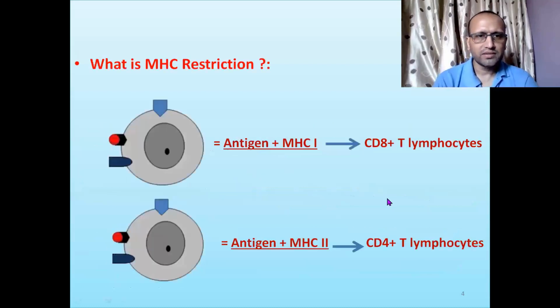What is MHC restriction? Antigen in association with MHC1 is always presented to CD8 positive T lymphocytes, and antigen in association with MHC2 molecule is always presented to CD4 positive T lymphocytes. So this is called MHC restriction.